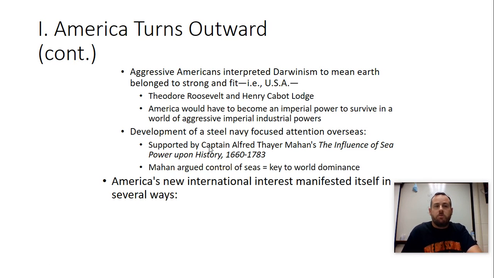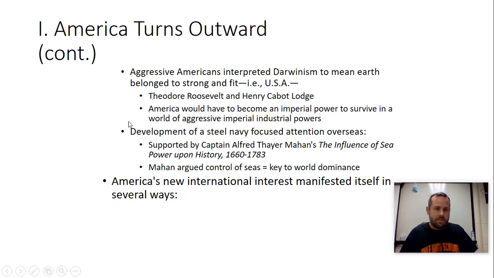A few more reasons that America turned outward. So far, we've said economic markets, manifest destiny, we're busting at the seams, the yellow press or the media, the missionary aspect of spreading American ideals. Some people even use a Darwinist approach. This maybe borders on racism or ethnocentrism, this idea that aggressive countries are going to take hold around the world, and if America doesn't surge forward, we're going to be left behind.